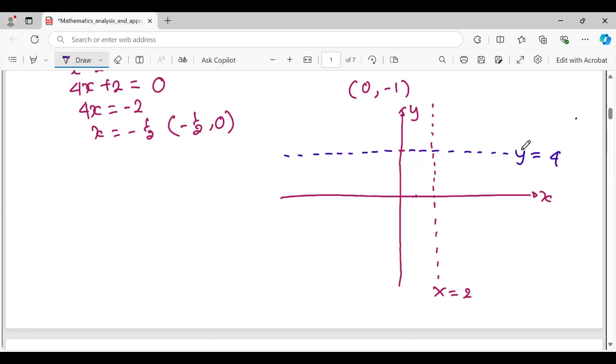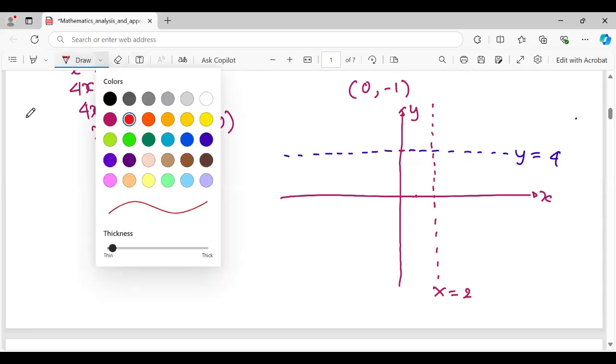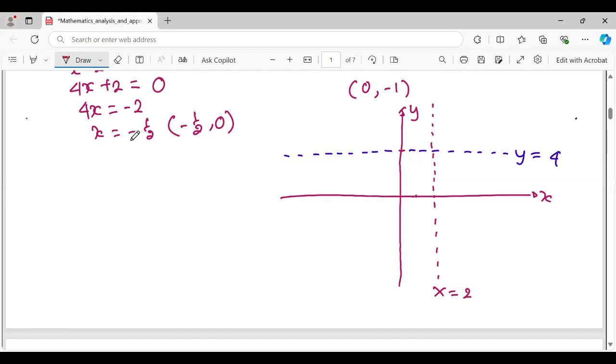Now, we need to find the intercept point on the x-axis. If this is 1, this is minus half, comma 0, this intercept point. And then 0, comma minus 1, on here. Okay. 0, comma minus 1.